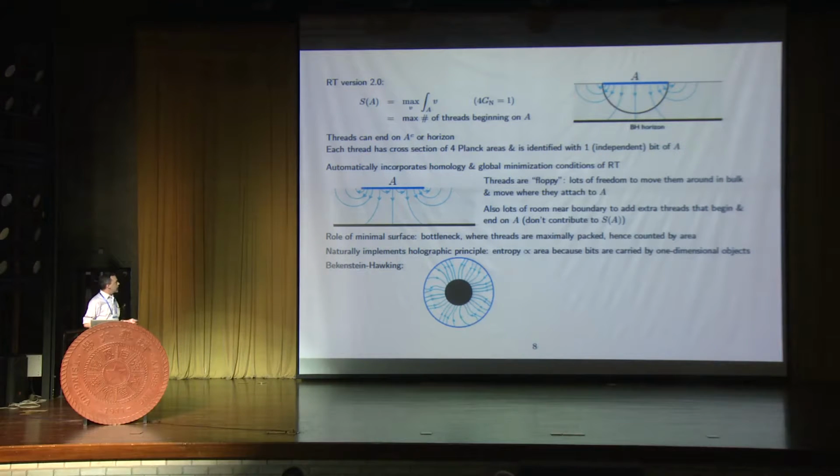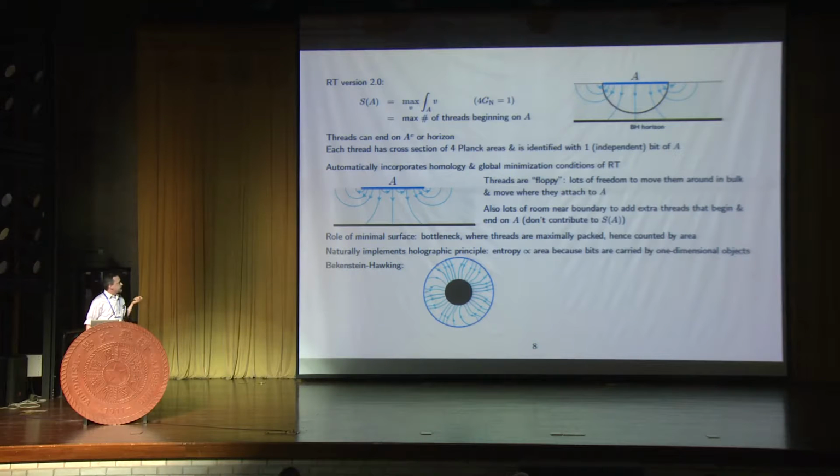From those 2 rules, you get Ryu-Takayanagi. And you've automatically incorporated the homology condition and the global minimization. You don't have to put those in by hand. Again, the threads are very floppy, which means you can move them around in the bulk a lot, and in particular, you can move where they attach to A. Another thing you can do is add threads that begin and end on A. Those, of course, don't count in the flux. These freedoms you have are some kind of gauge freedom, and they have a physical significance that I'll come back to.